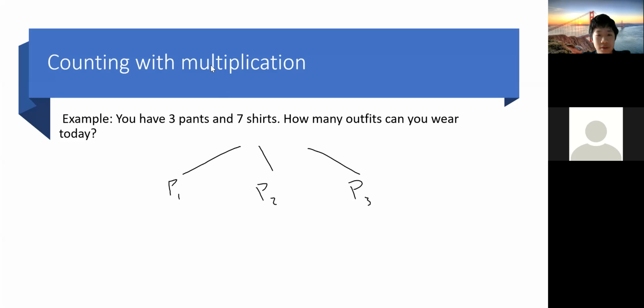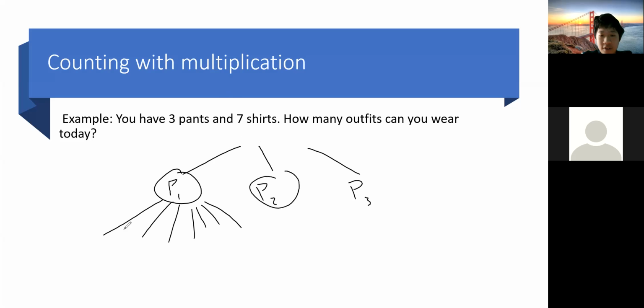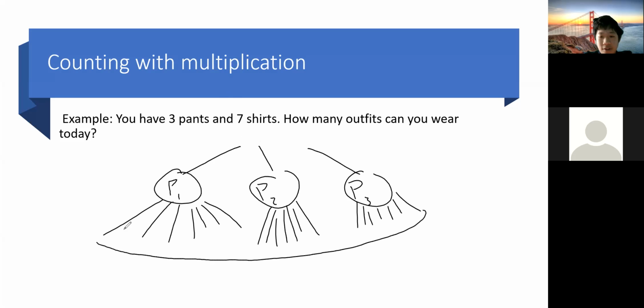All right. Look how I've drawn a tree diagram here. So for each pant that I choose, I have 7 options for shirts. 1, 2, 3, 4, 5, 6, 7. If I choose this one, I have the same amount of options. If we count the fingers here, that's the amount of outfits we can wear, right? Because we built a tree diagram out of this.